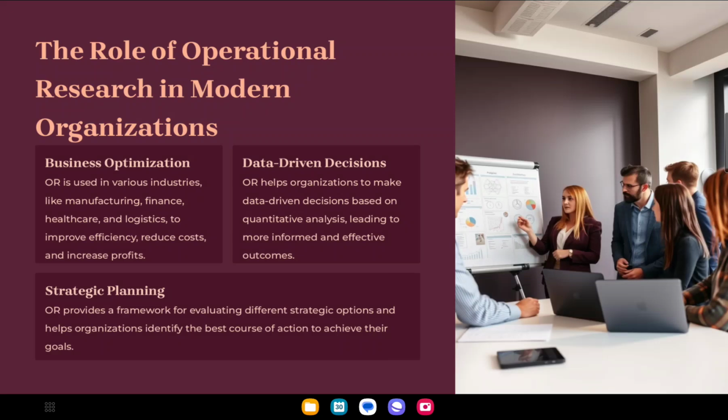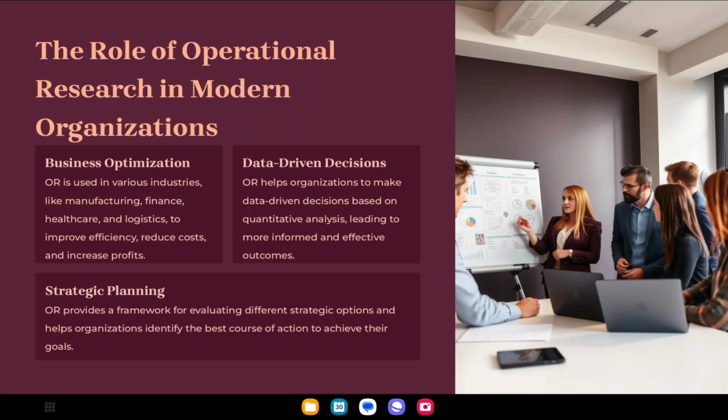So now moving on to what exactly is the role of operational research in modern organizations. Today operational research plays a central role in organizations by driving efficiency and fostering innovation. Business optimization: operational research is widely used in industries like manufacturing, finance, and logistics to reduce cost, improve workflows, and maximize profitability.